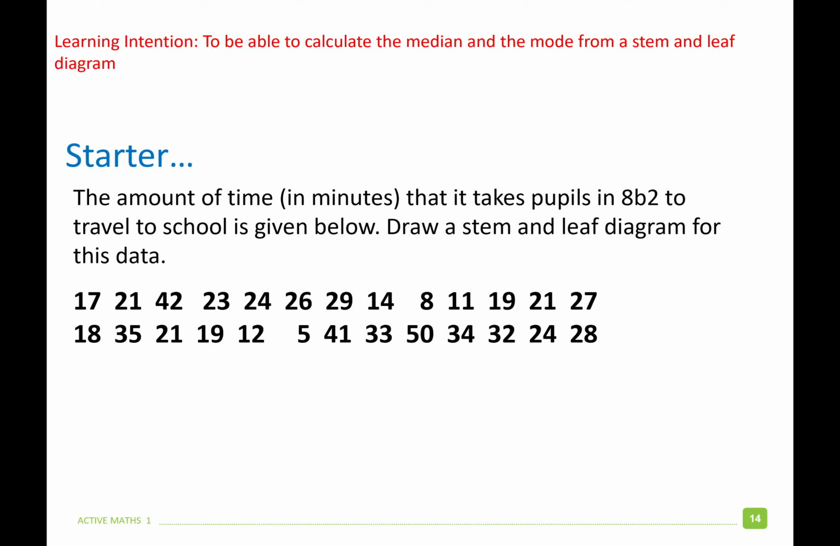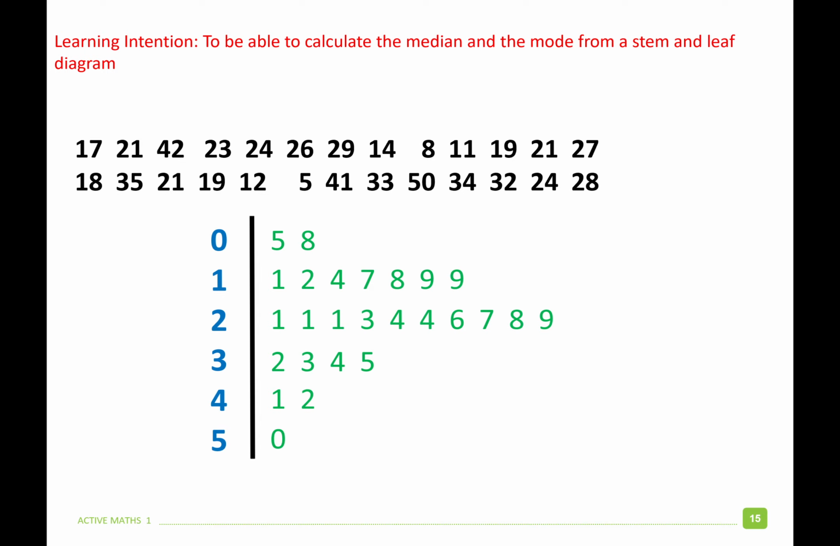For example, the amount of time in minutes that it takes pupils to travel to school is given below. We have to draw a stem and leaf diagram of this data. To draw our stem and leaf diagram, I will have my stem as my tens, and my leaves are my units. When we're drawing our stem and leaf diagram, the smallest value must be closest to the stem, i.e. our data must be ranked.